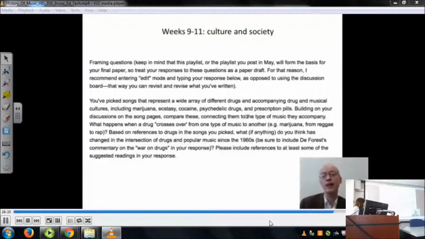So in this case, for drug use, I say, here are the different drugs you selected, building on the song pages and also building on the readings. Connect these to the type of music they accompany, talk about how different genres talk about the same drug, talk about what happens in terms of the context of drugs in society.